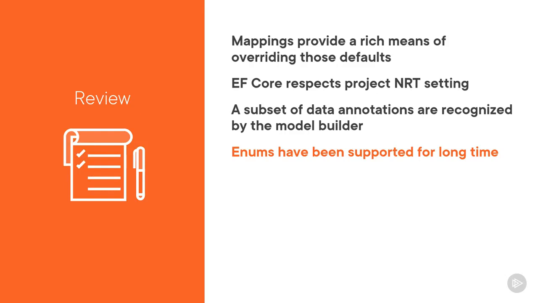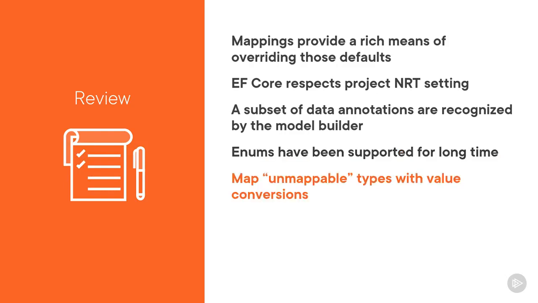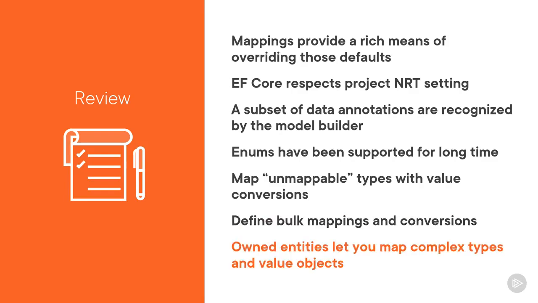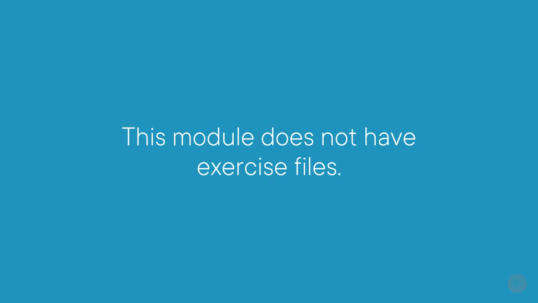You learned a bit about EF Core's support for persisting enums and using value conversions to help EF Core persist types, sometimes types that you want to persist differently than it wants to, for example, saving enums as strings rather than integers, or even types that don't have a database counterpart, such as my favorite, .NET's Color struct. Then you learned about EF Core's support for bulk configurations and conversions. And finally, about the owned entity feature for persisting complex types. Because of the nature of this overview, there are no exercise files that go with this module.